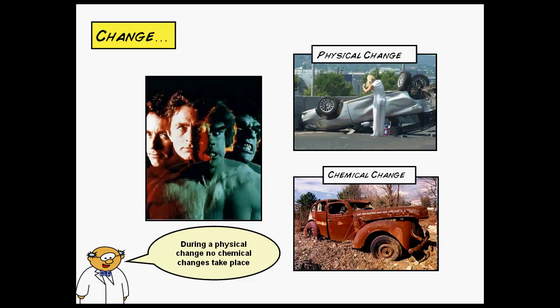For example, with the car accident, the metal, the glass, the rubber, and the plastic inside the car all remain chemically identical before and after the crash. Their only difference is their physical arrangement around the body of the car.